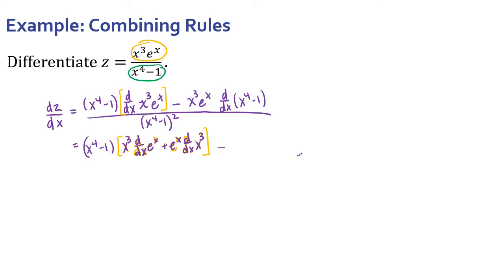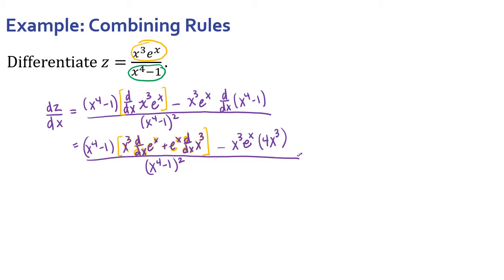Okay, and then that's going to be, minus x cubed e to the x times the derivative of x to the 4th, which is 4x cubed, minus the derivative of 1, which is just 0 because that's a constant. And then that ugliness is all over x to the 4th minus 1 quantity squared.